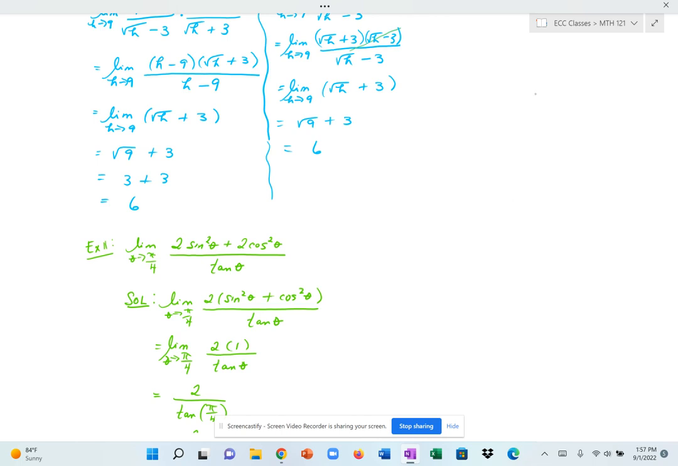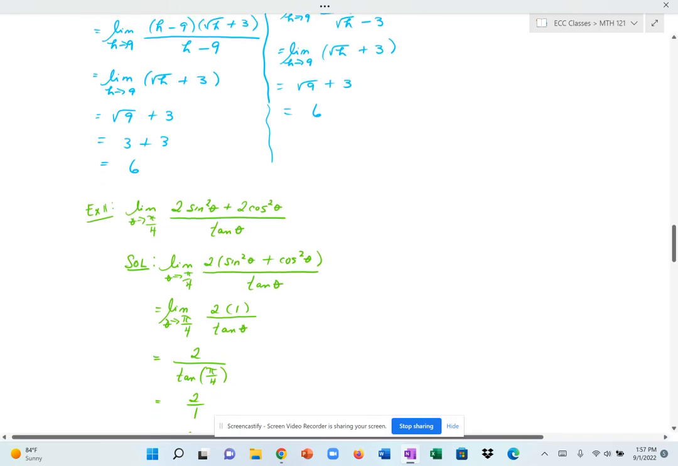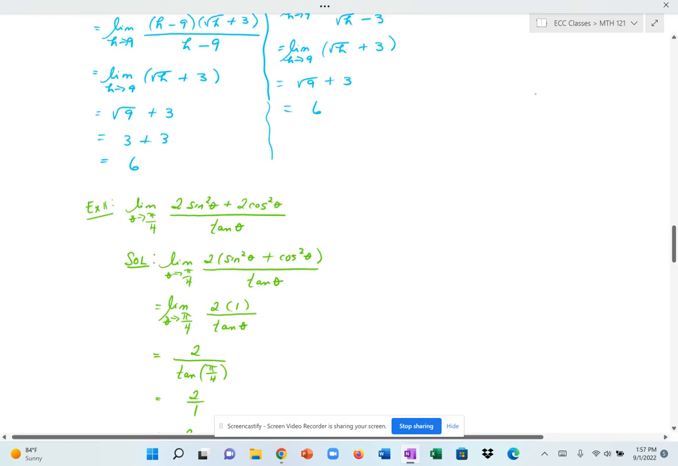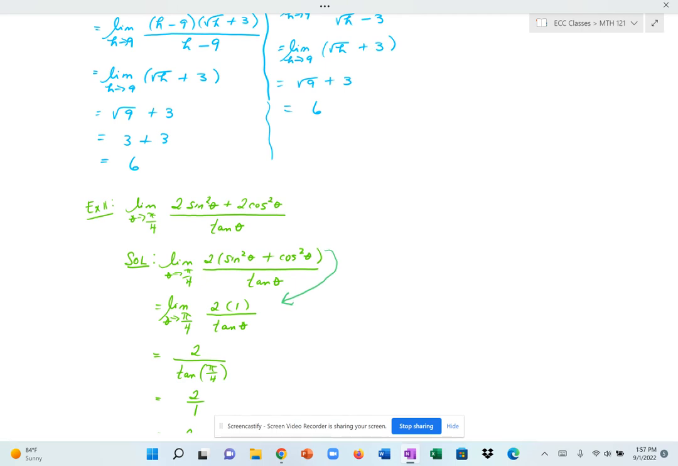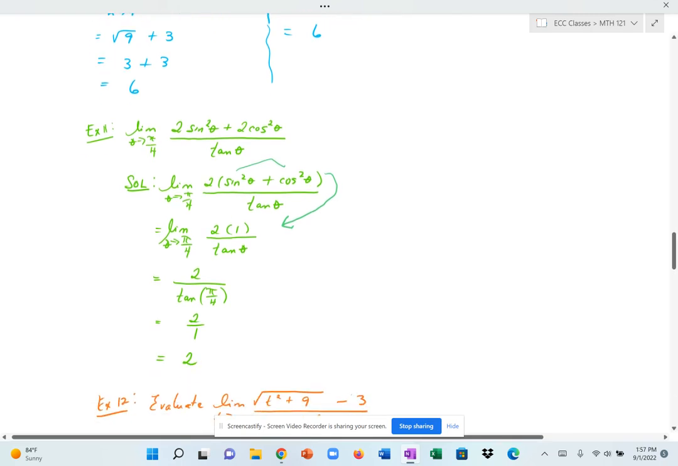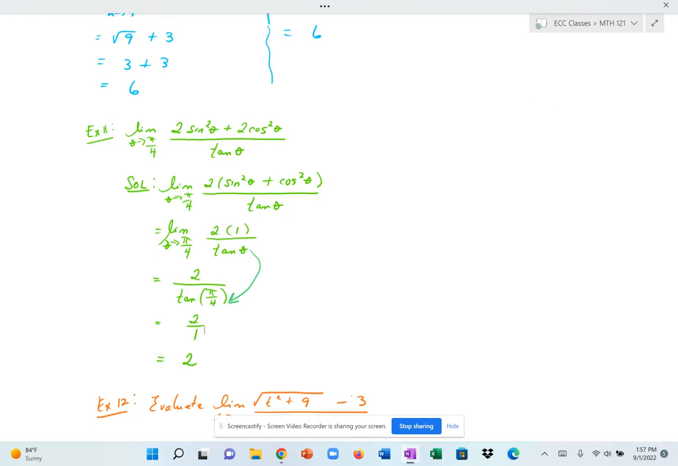So I did take a little shortcut here before I applied direct substitution because I noticed that one of the Pythagorean identities exists. So I factored out a 2. Remember, sine squared of theta plus cosine squared of theta equals 1. So that saved me a little bit of work. And then all I have to do is plug in the pi over 4 here for tangent. Pi over 4 is a 45-degree angle. Tangent is equal to 1 at that angle. So your answer is 2.